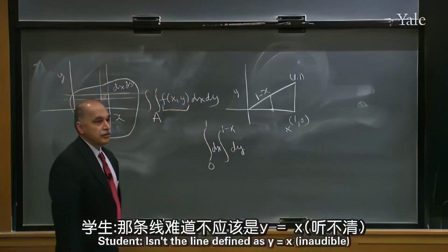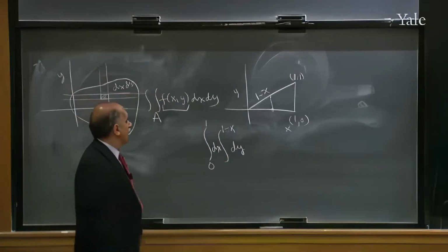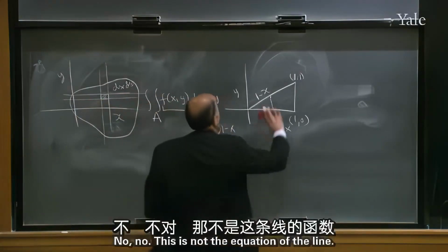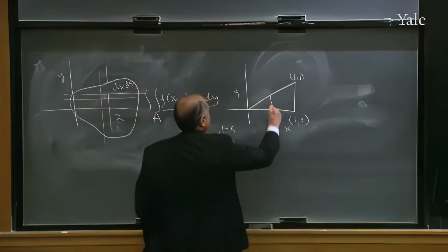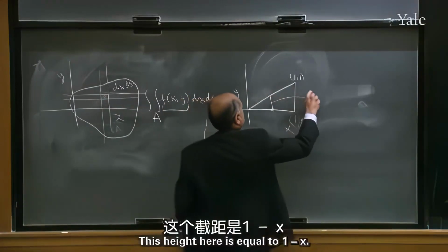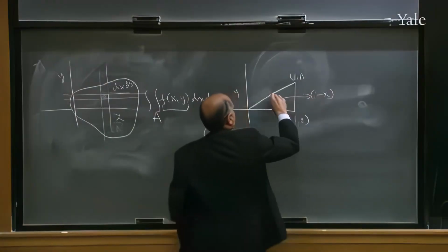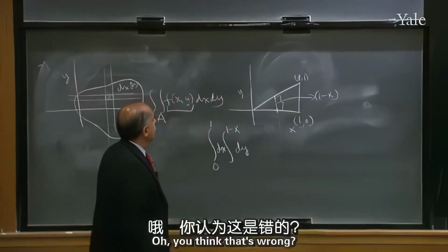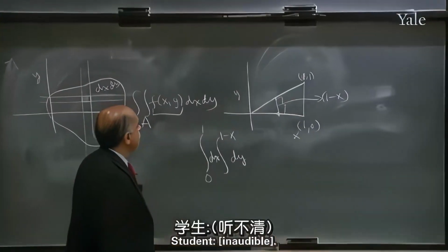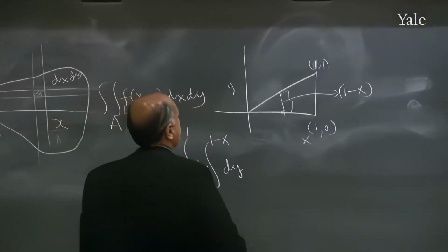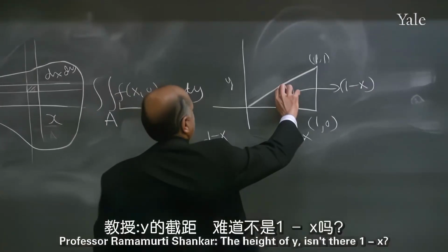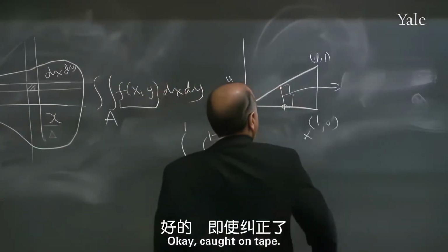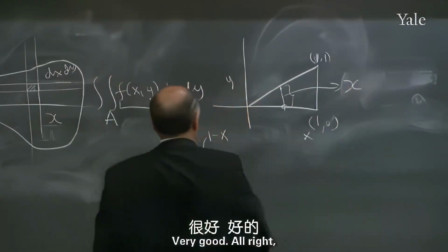Isn't the line defined as y equals x? It's going through the origin. Oh, let me see. No, no, this is not the equation of the line. This height here is equal to 1 minus x. Oh, you think that's wrong? The height of y, isn't it 1 minus x? Oh, it's just x. I'm sorry. Okay. Caught on tape. Very good.